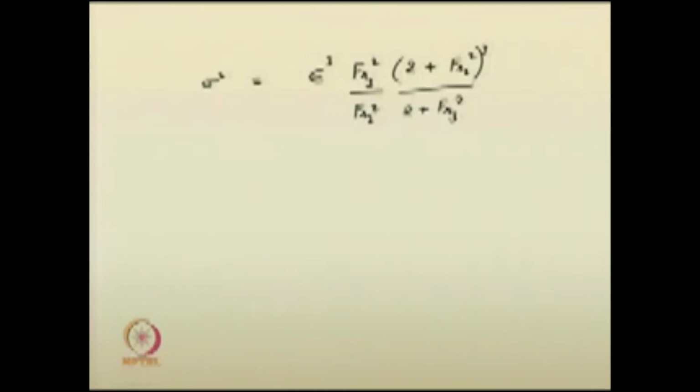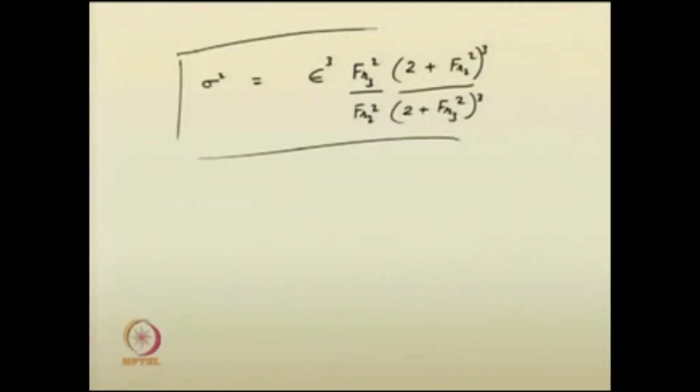So, sigma squared is equal to epsilon cube Fr3 squared by Fr2 squared, (2 plus Fr2 squared) whole cube by (2 plus Fr3 squared) whole cube, where Fr3, Fr2, Fr1 and all, they are Froude numbers at the respective sections.